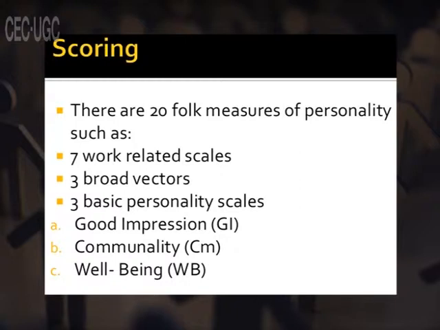Among these 20 scales, 3 are validity scales designed to assess test-taking attitudes. These 3 scales are designated as well-being, also written as WB, based on responses by a normal person asked to fake bad; good impression, or GI, based on responses by a normal person asked to fake good; and communality, CM, based on a frequency count of highly popular responses.